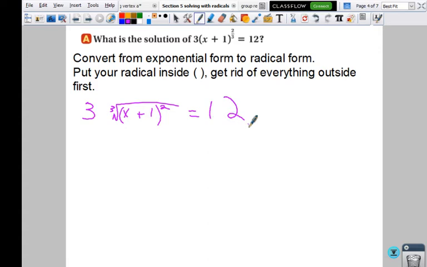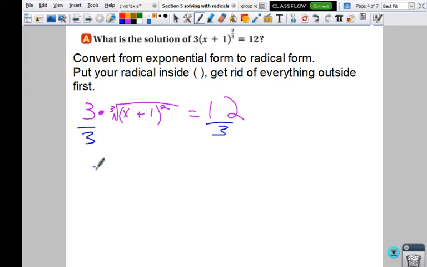Up here, between the 3 and this parenthesis, what sign was there? Plus, minus, multiply, or divide? Multiply, right? So I need to keep my multiply right there. What I want to do next is get the radical by itself, which means I have to get rid of this 3. How am I going to get rid of it? Divide, because that's a 3 times, right? So I'm going to divide by 3.